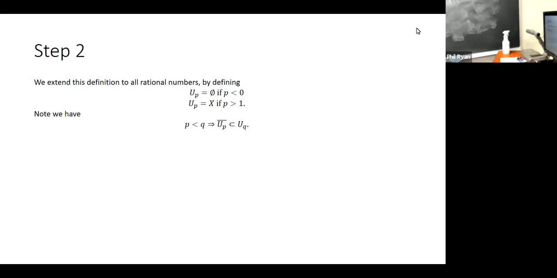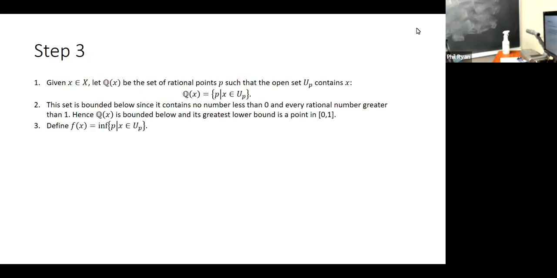So that means we've got a collection of sets parameterized by the rational numbers, which covers the whole set X, and we have this nice property here. The closure of UP is contained in UQ whenever P is less than Q. How do we turn this into a function? Well, given any point in the space, we let Q of X be the set of rational points P such that the open set UP contains X.